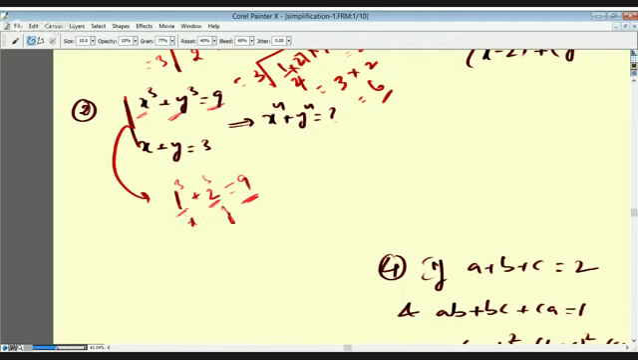So try to substitute the same in the second equation. This is given as x plus y is equal to 3. Yes, that is nothing but 1 plus 2 is equal to 3. So we can confirm that x is equal to 1 and y is equal to 2.